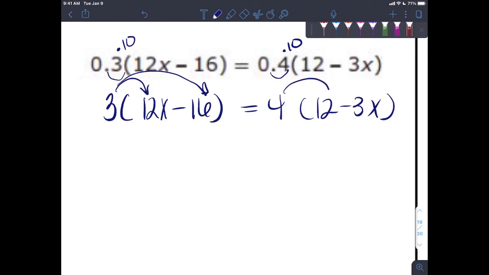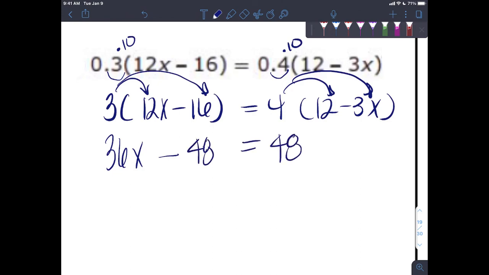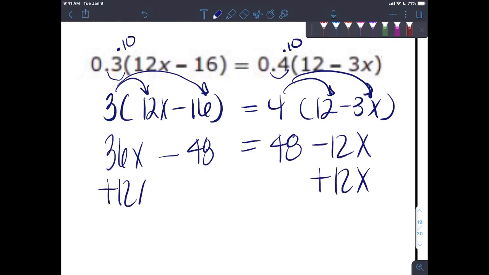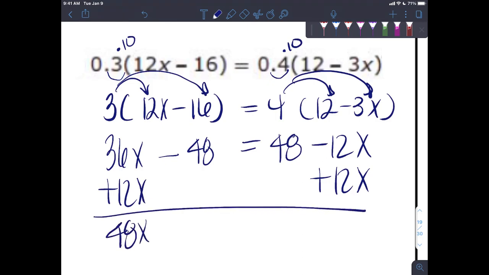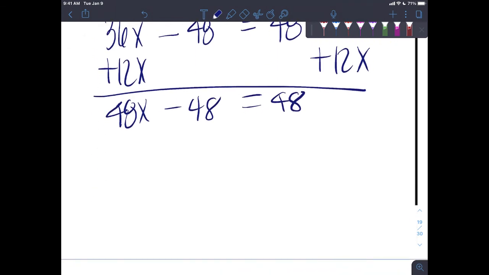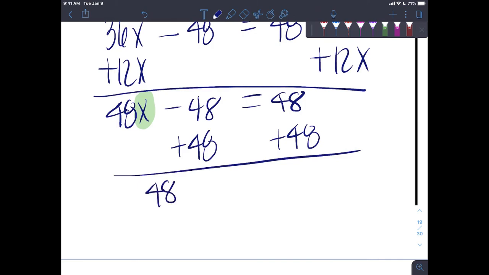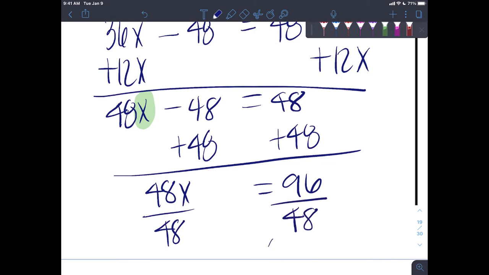So I can distribute. I'm going to get these x's together. I'm going to get my x isolated. So I'm going to do an exciting move. Great divide. And I end up with the value of x equals 2.